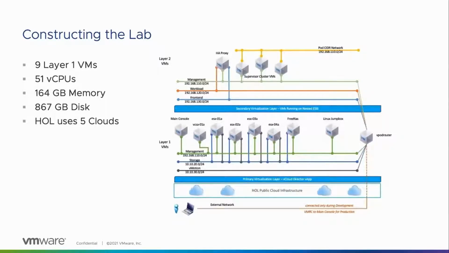This particular lab has a number of what we call layer 1 VMs, which are running in the base virtualization layer, so you don't see them in the lab. And then we also run a number of layer 2 VMs. So this one has 9 different virtual machines that make up this hands-on lab. Well, 51 vCPUs, 164 gigs of memory, and 867 gigs of disk. So it's a very sizable lab. And you can imagine when we deploy this at scale, the amount of resources it takes to run this.